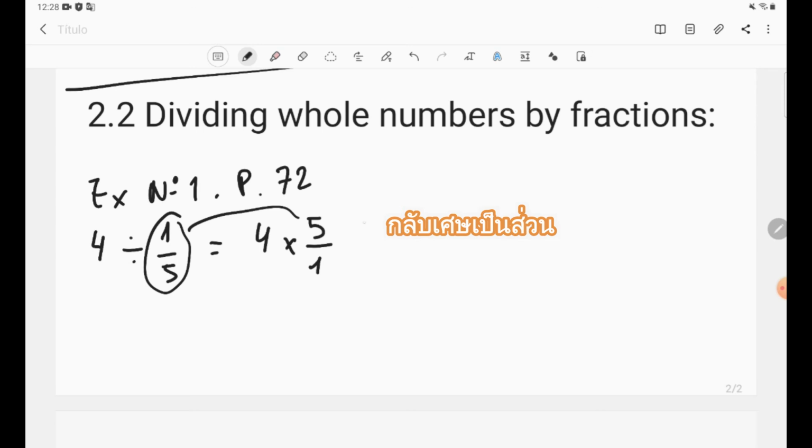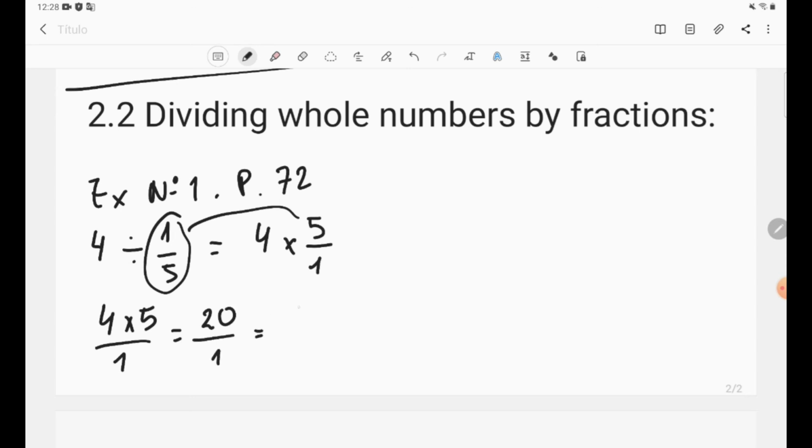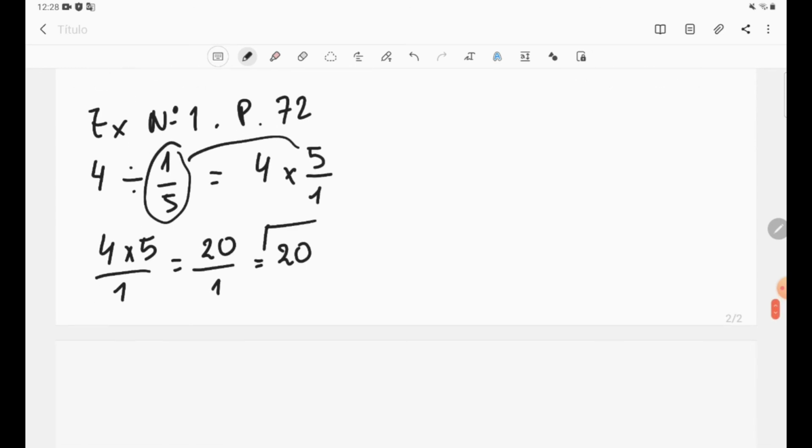So let's continue. 4 multiplied by 5 equals 20 over 1, or it equals 20. So for this exercise the answer is 20. You can write down: answer equals 20. Perfect. Now let's make another example.